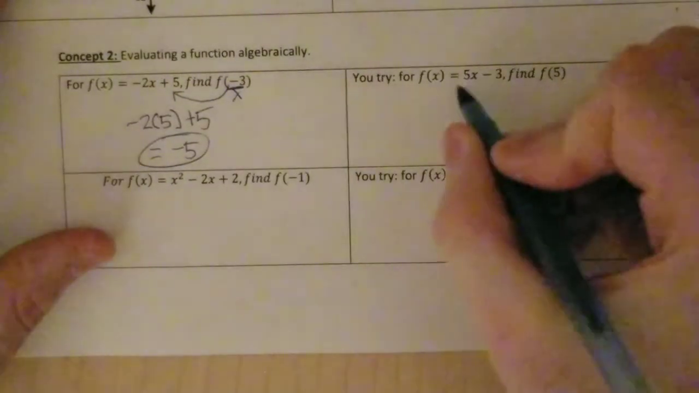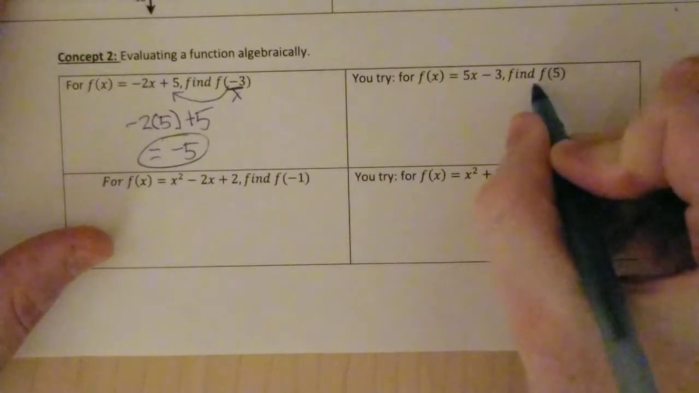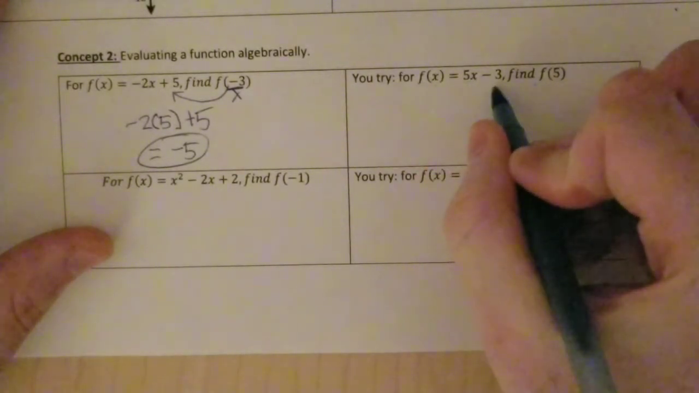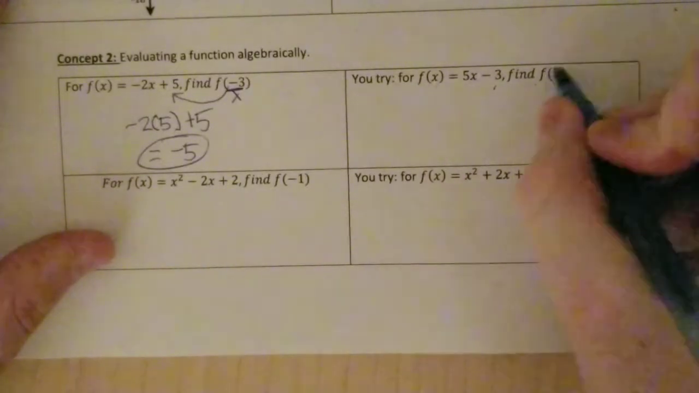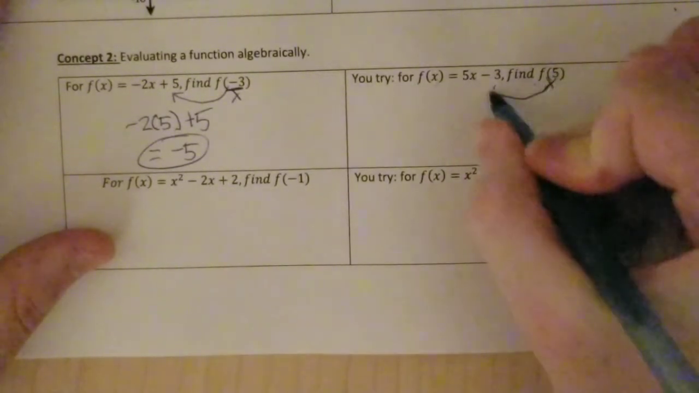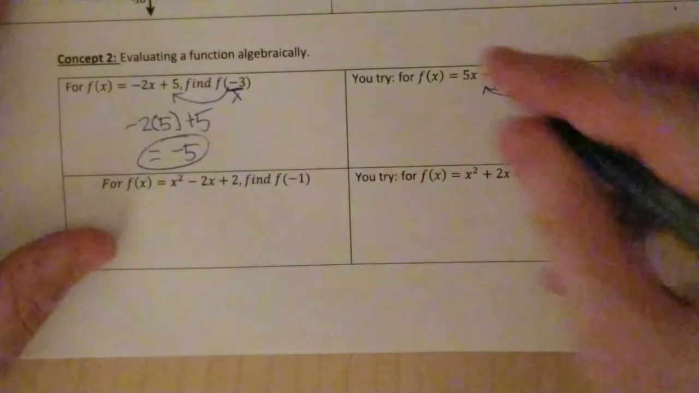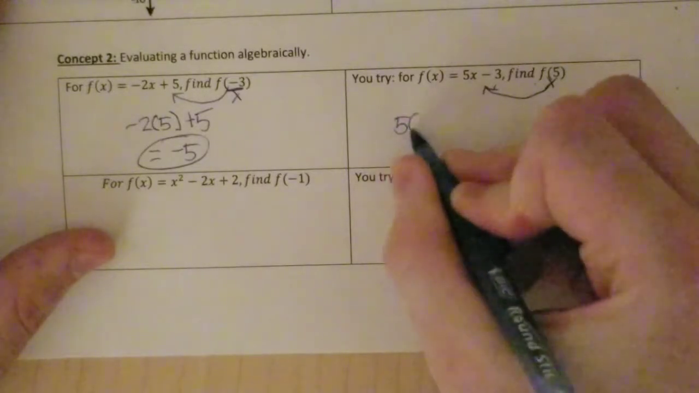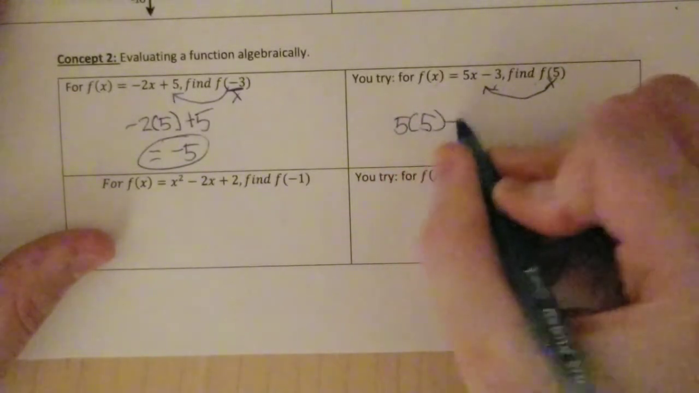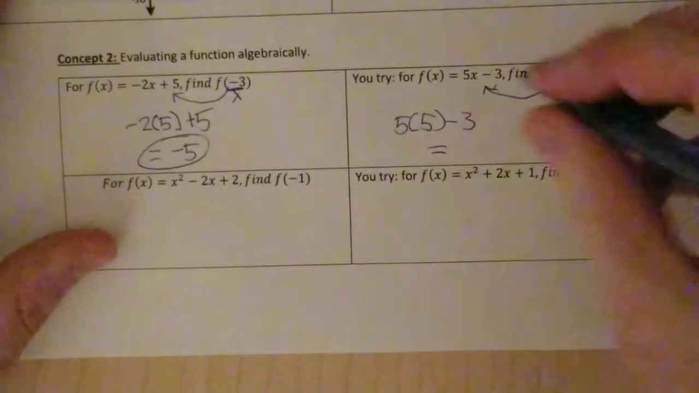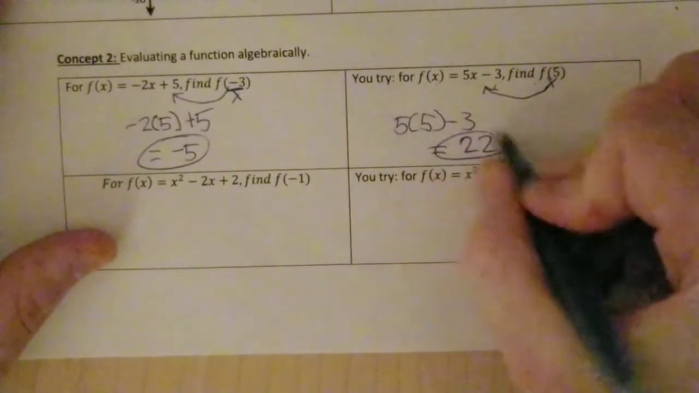How about you guys try this second one? So similar idea, they're telling you the function is f of x equals 5x minus 3. They want you to find f of 5, or in other words, plug in 5. So give this one a shot. All right, if you gave that one a try, you should have had 5 times 5 minus 3. If you plug that in, that would be 25 minus 3, or 22.